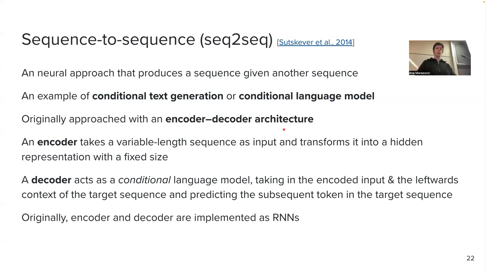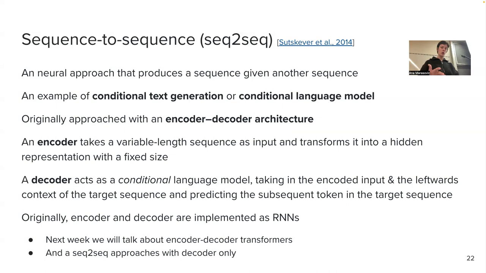Originally, encoders and decoders are implemented as RNNs. As you might suspect, since I keep bringing it up, there will be a transformer architecture for us that we'll learn about next week. And we'll also talk about how we can tackle the sequence-to-sequence problem with a decoder only, where we don't necessarily have this encoder over here.